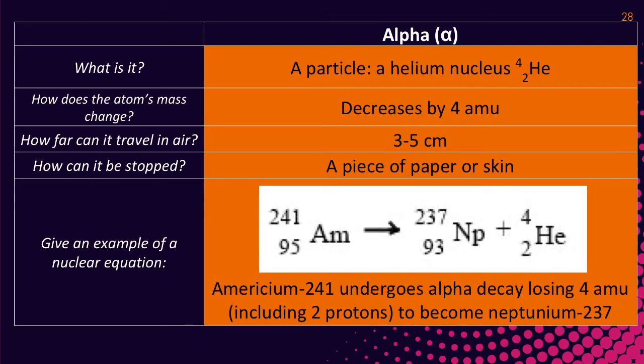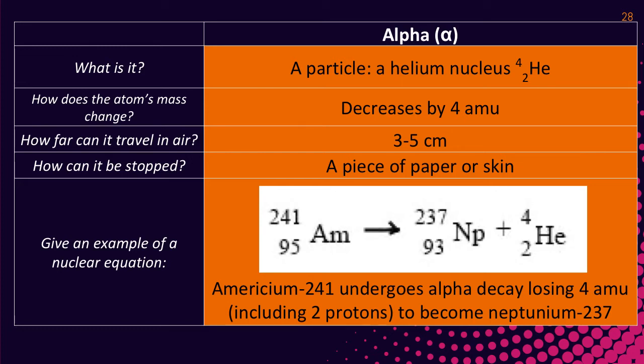So now you're filling in the alpha column of that table. Our alpha radiation is when our parent radioisotope throws off a helium nucleus. So its mass changes by 4 AMU. It loses 2 neutrons and 2 protons. These alpha particles can travel 3 to 5 centimeters in the air. That's about 1 to 2 inches. It can be stopped simply by a piece of paper or skin. It's quite easy to stop alpha particles.